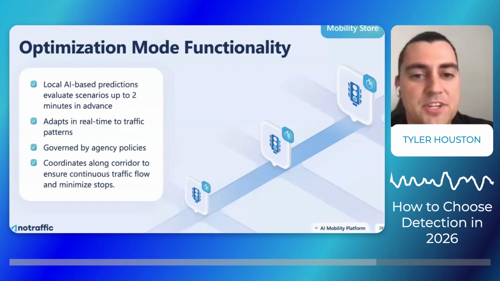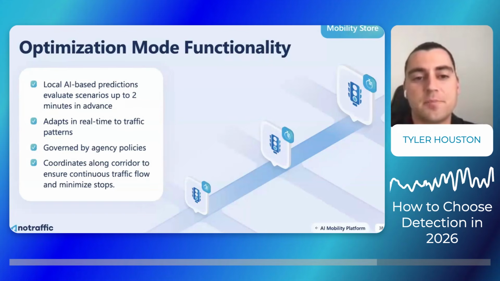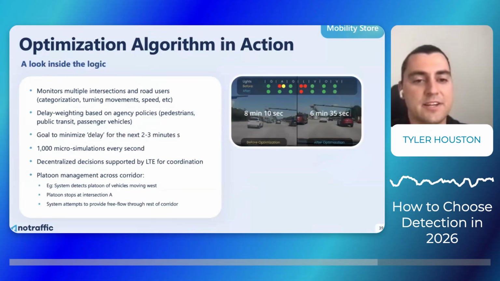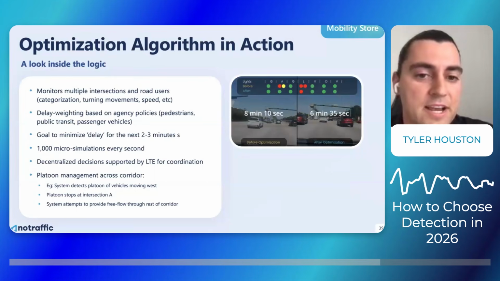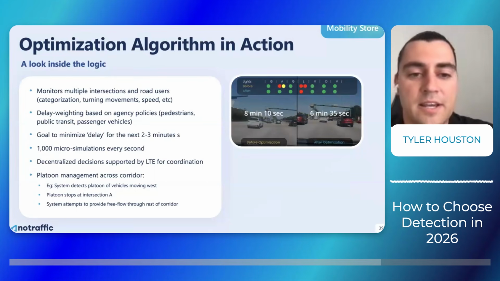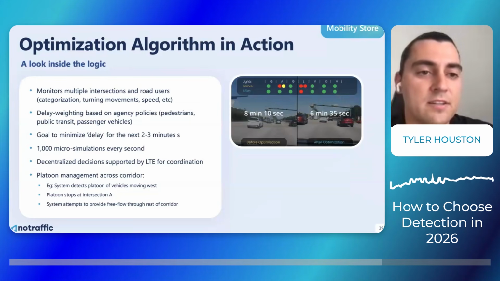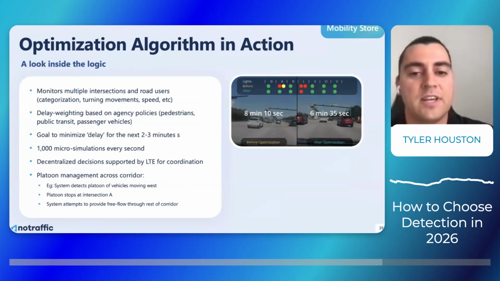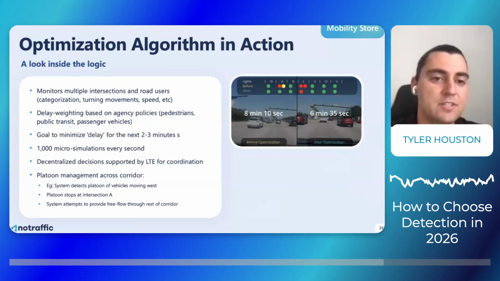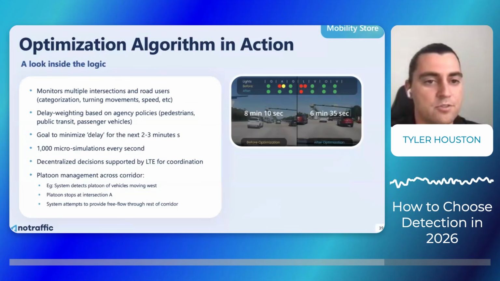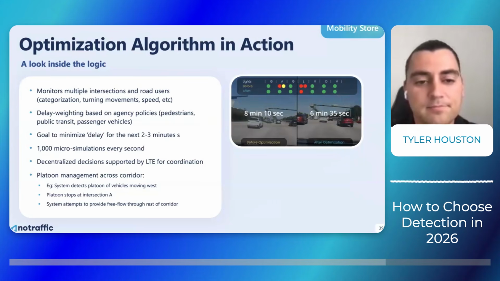Diving a little deeper into how that optimization algorithm works, it's running thousands of scenarios up to 2 minutes into the future, selecting the scenario that produces the lowest delay. So our goal is basically to minimize delay for the intersection as a whole. Now, how we select how to prioritize is through policies, and those policies are basically a weighting to that optimization algorithm. We can do this to prioritize that main line, minimize the wait times for pedestrians, minimize the wait time for public transit vehicles, or just focus on getting vehicles through busy corridors.